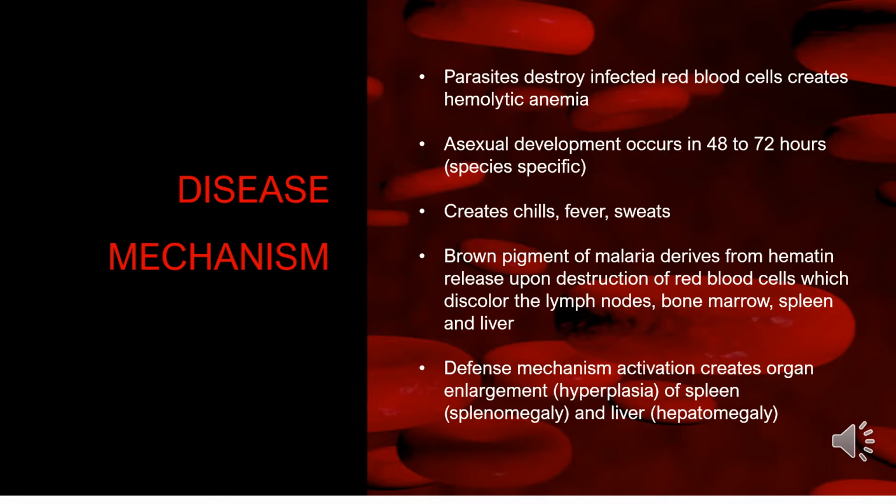The sporozoite reproduction is asexual and occurs every 48 to 72 hours. The onset of malaria is chills, fever, and sweating. The color of malaria under a microscope derives from the hematin being released upon the destruction of red blood cells, which discolor the lymph nodes and bone marrow.